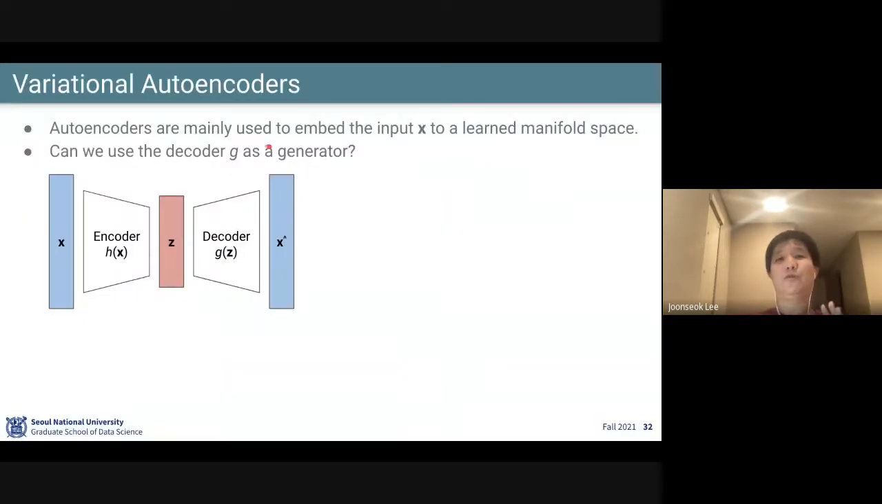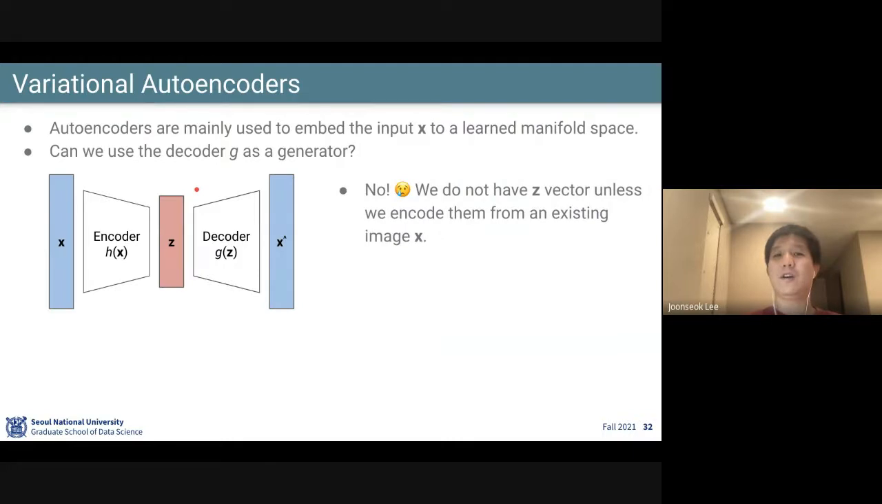Autoencoders are mainly used to embed the input X into a learned manifold space. So basically, this is representation learning. How can we represent an image in a compact space without losing as much information as possible? That's representation learning, right? That's done, and it's working nicely. But now, we have used this decoder to train this autoencoder. Can we reuse this generator to actually generate some new images?